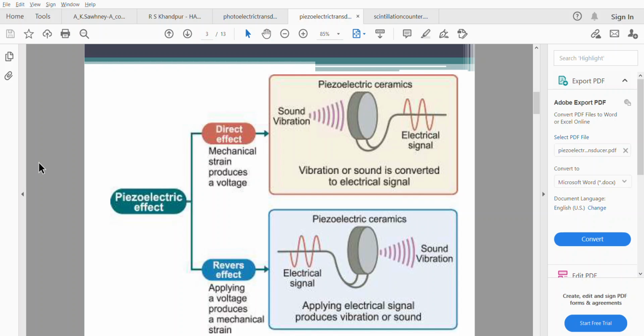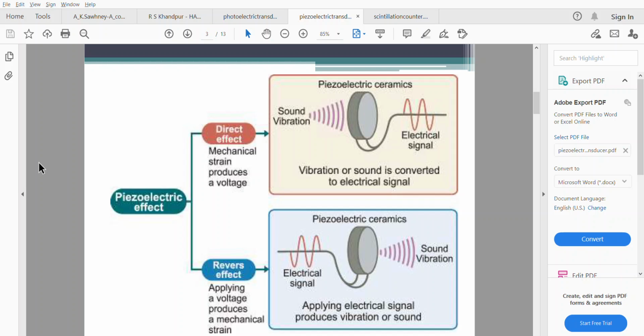The piezoelectric effect is divided mainly into two modes of operation. One is the direct effect, or piezoelectric effect. When sound vibration occurs on this crystal, an electrical signal is produced. That is, when a force or any vibration is applied on one plane of the crystal, electrical energy is produced across the crystal. The inverse piezoelectric effect can be defined as when an electrical signal is applied to a certain plane of the crystal, sound vibrations can also be produced.